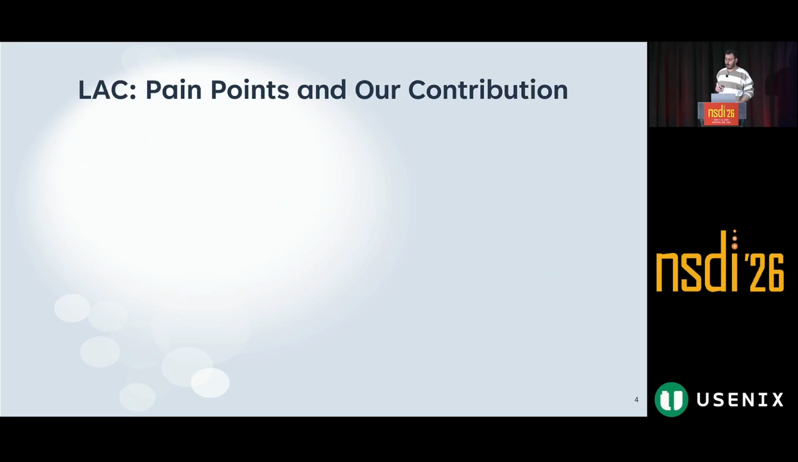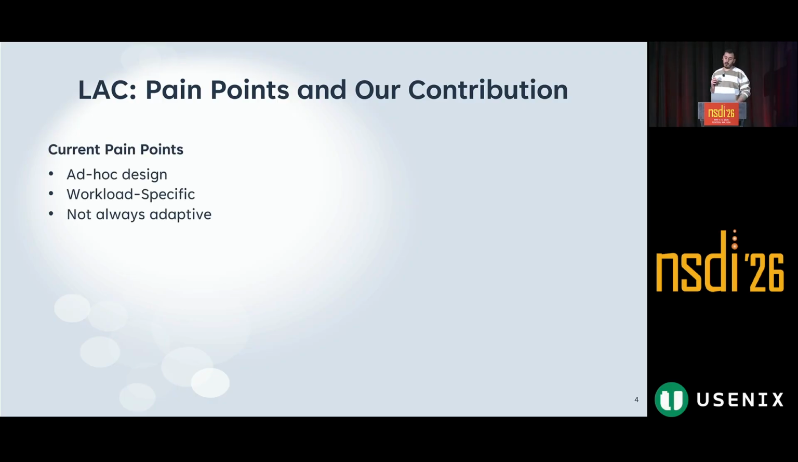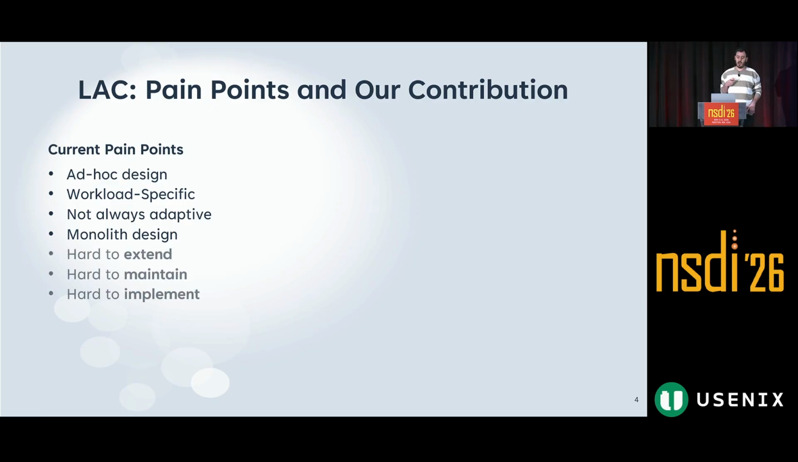So let's look at the current pain points when it comes to latency-aware caching. The algorithms are ad hoc designed. They are workload specific and are not always adaptive. They are built as monoliths, which means that if I want to put a new signal or a new locality into the mix, I need to build it from the bottom up. That means it's hard to extend, hard to maintain, and hard to implement.